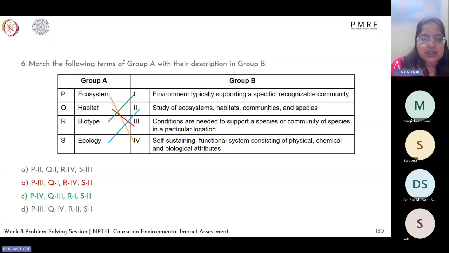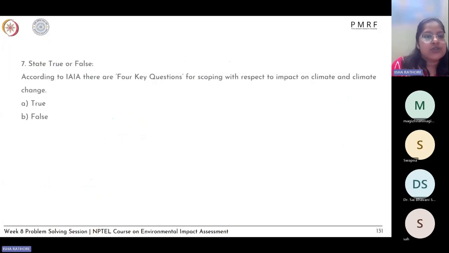So the correct answer is C, that is P matches with 4, Q matches with 3, R matches with 1, and S matches with 2. Okay, so moving on to the next question. State true or false. According to the IAIA, there are 4 key questions for scoping with respect to impact on climate and climate change. Is the statement true or false?